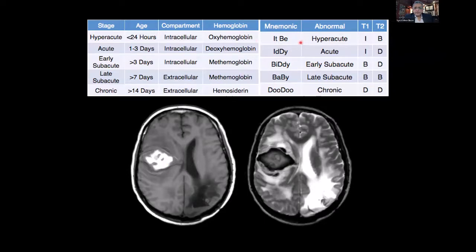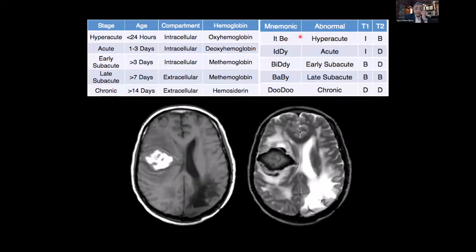Here is a diagram, and if you want to take a picture of this, you can, or go on the net and look at it. This is how I remember it. This is the mnemonic. Sometimes I use the great George Washington Bridge and Oreo cookies, but this is a good mnemonic as well, and it's very easy: It be it dee bit dee baby doo doo, right? If you say it a few times, you will just remember it. So this is hyperacute, acute, early subacute, late subacute, and chronic. In chronic, both of them, because of hemosiderin, will be black.